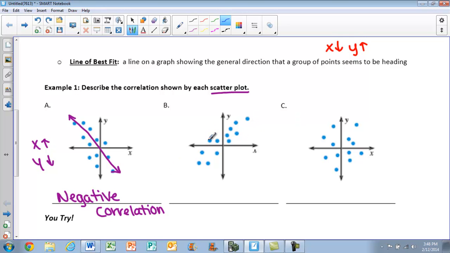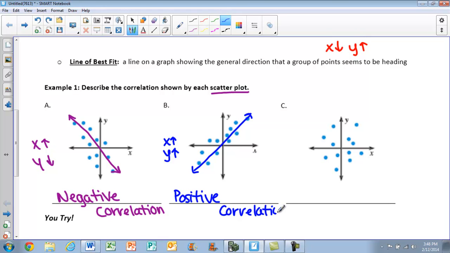If we look at example B, now we have our second scatter plot. And if you look, as my X values are getting bigger, my Y values are also getting bigger. If you were to draw in a line there to kind of get an idea, you would notice you have a positive slope. X and Y are increasing together. If X and Y are both increasing at the same time, this is what we call a positive correlation.